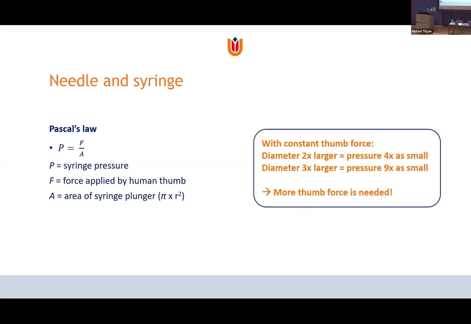Pascal's law practically says that when the diameter of a syringe is 2 times as large, and the thumb force is kept constant, the created pressure will be 4 times as small. When the diameter of the syringe plunger is 3 times as large, and the thumb force is kept constant, the generated pressure will be 9 times as small. So a much larger thumb force is needed to create the same pressure in order to inject the same amount of drug into the keloid.